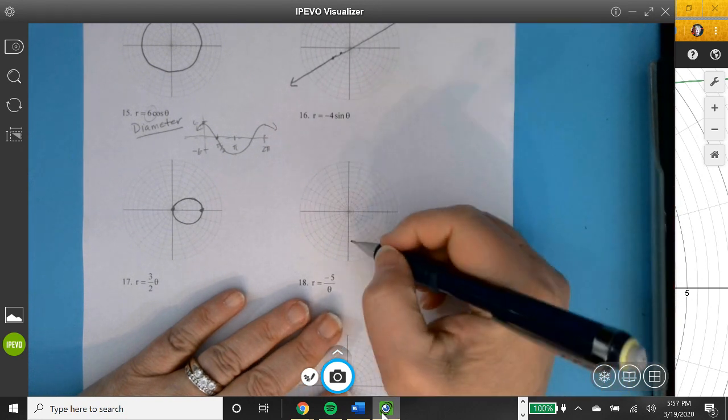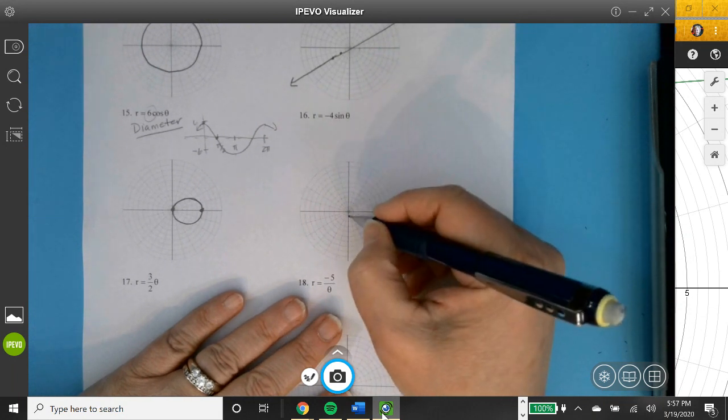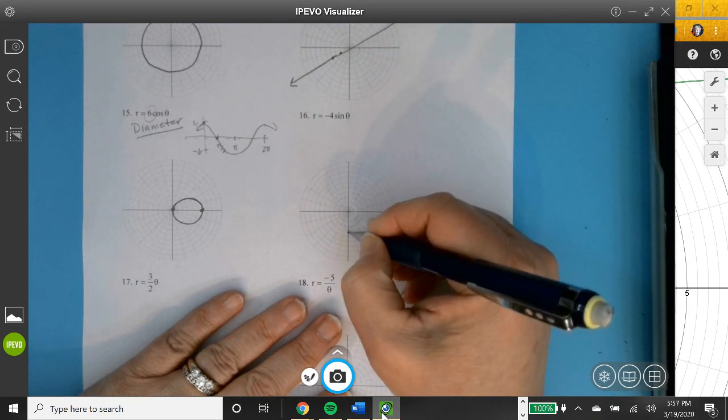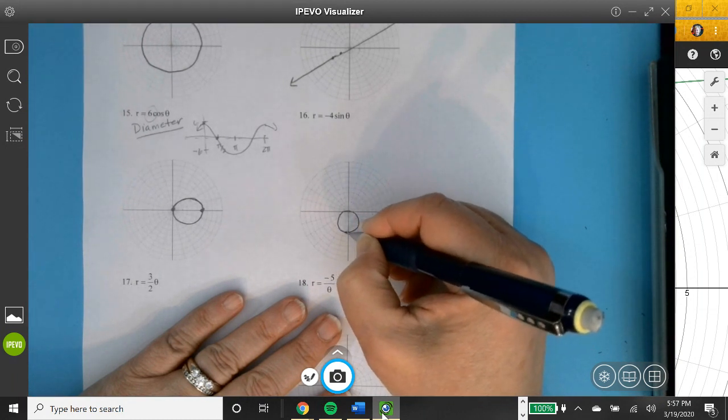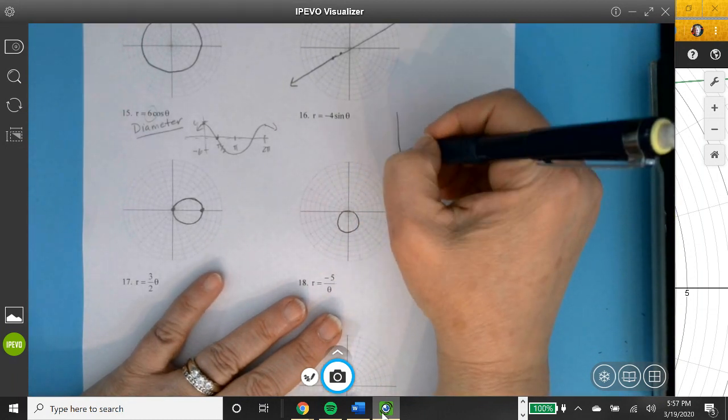Oh, yes, everybody said down here. And what's its diameter going to be? Well, it's going to be 4. 1, 2, 3, 4. And it's going to hit the pole and all that. And we could prove that, but this is how you do that.